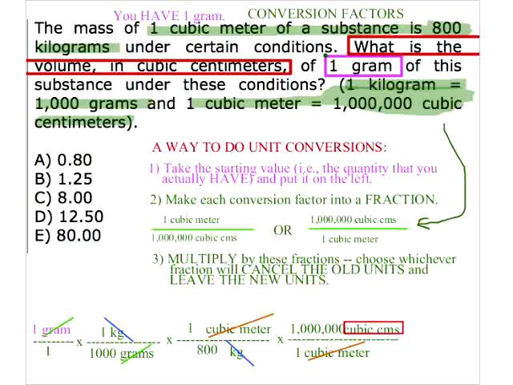So finally, you have to do the arithmetic. So the arithmetic that's left over here is 1 million divided by 800,000. You can kill zeros, and that just leaves you with 10 over 8. So this is 1.25 cubic centimeters. So that's B.